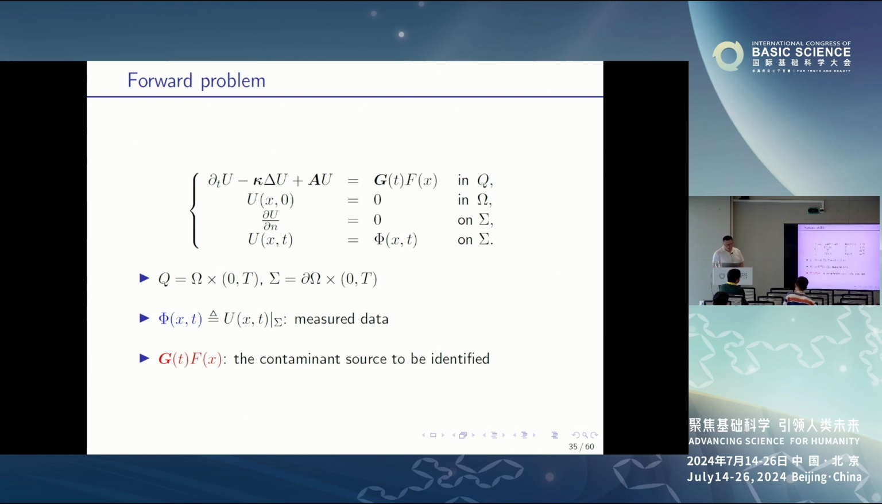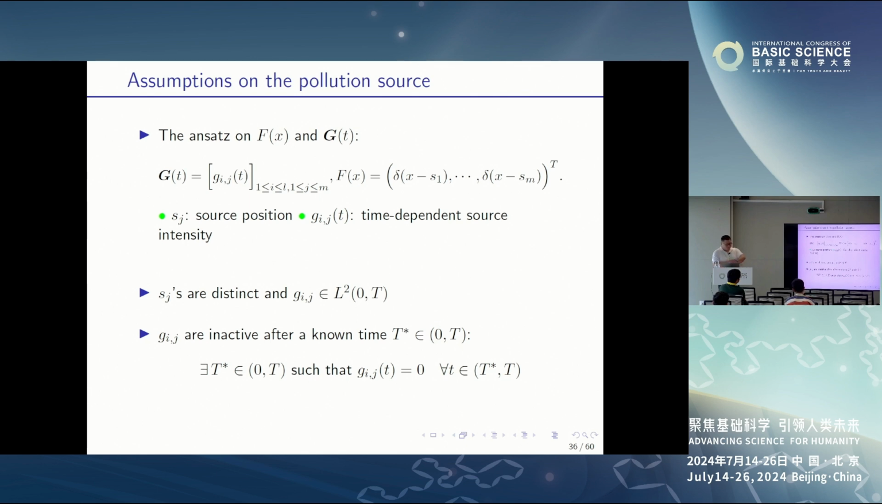And for the sources, we have a very similar assumption on the right-hand side. So the ansatz for the right-hand side is like this. We have different source locations. For each location, we have L different intensity functions corresponding to L different pollutants. That's a very typical setting for the right-hand side, for the source term. And the following are the same as before, as in the single pollutant case.